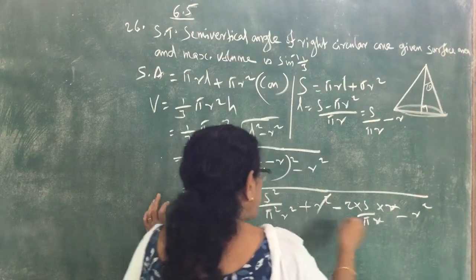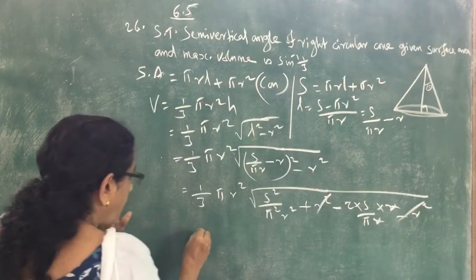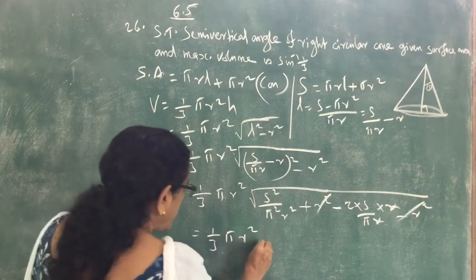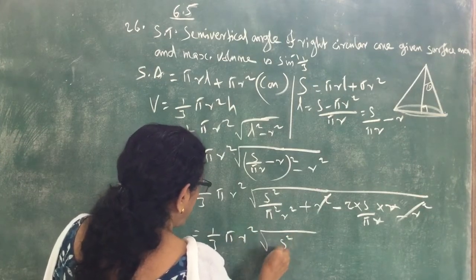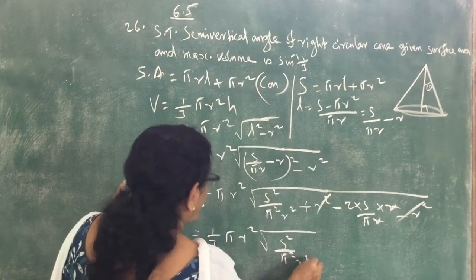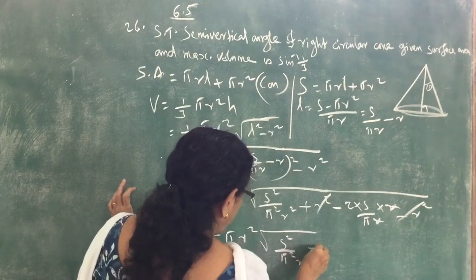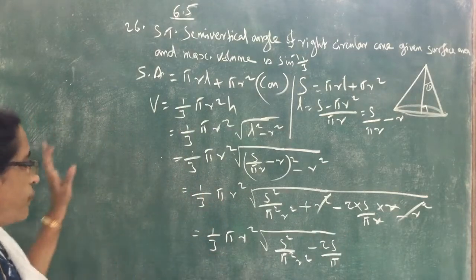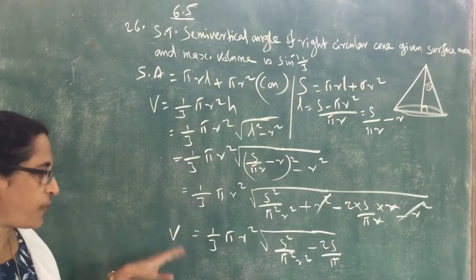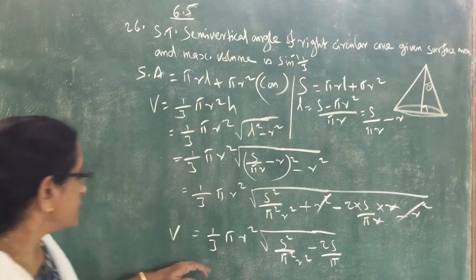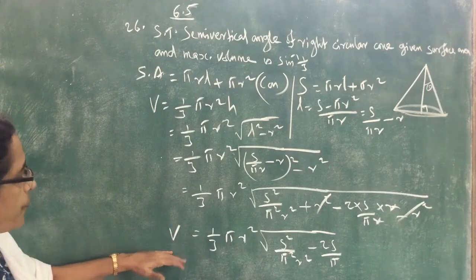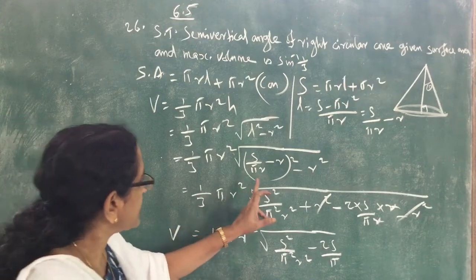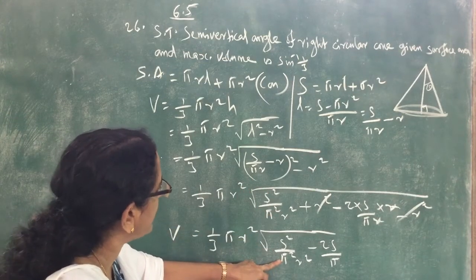So we can cancel R square. So we get 1 by 3 pi into R square into root of S square by pi square R square minus 2S by pi. So we got V as a function of only one variable R. So V equals 1 by 3 pi R square into root of S square by pi square R square minus 2S by pi.